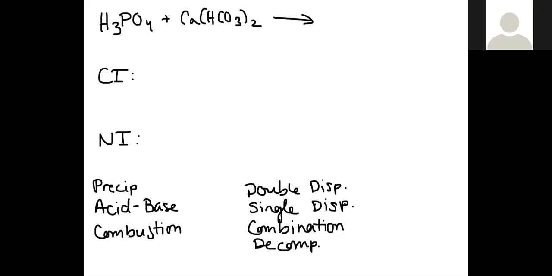Okay, I want you to predict the products, balance, give me phases, do the complete and net ionics, and then indicate all that apply. This is the kind of question you will have on the test. Obviously, there will be fewer questions because a lot of them will have all of these parts. It's going to be about the same length as your other tests. And we'll be doing more of these on Monday as well, and Tuesday.